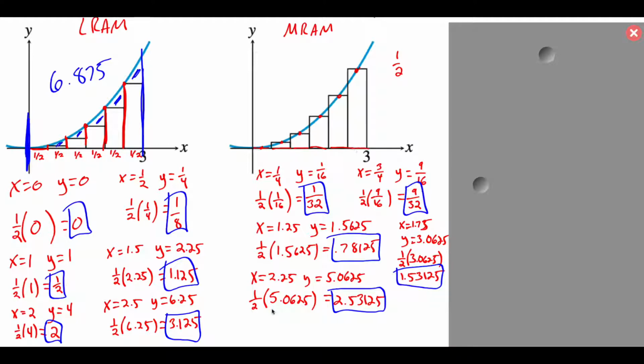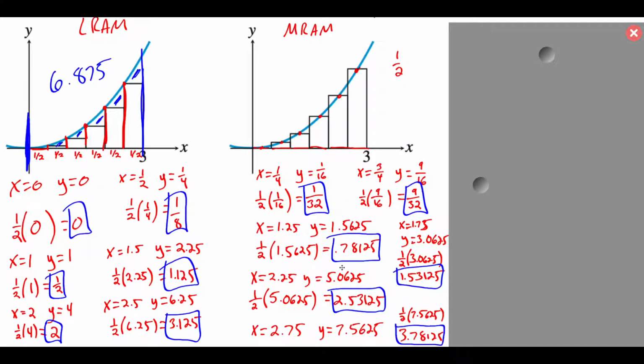So halfway in between there would be an x value of 2 3/4. Plugging that into my function and squaring it, that's going to give me a height or a y value of 7.5625. So then one more area to calculate. I have to do 1/2 times that 7.5625. And if I multiply those together, that's going to give me an area of 3.78125. So that's my last area that I'll need.